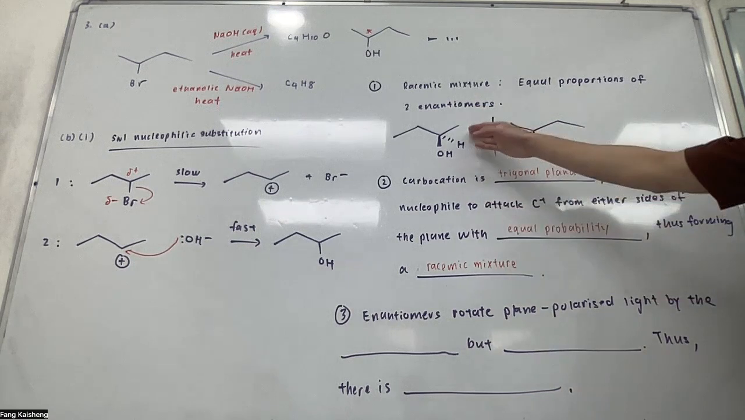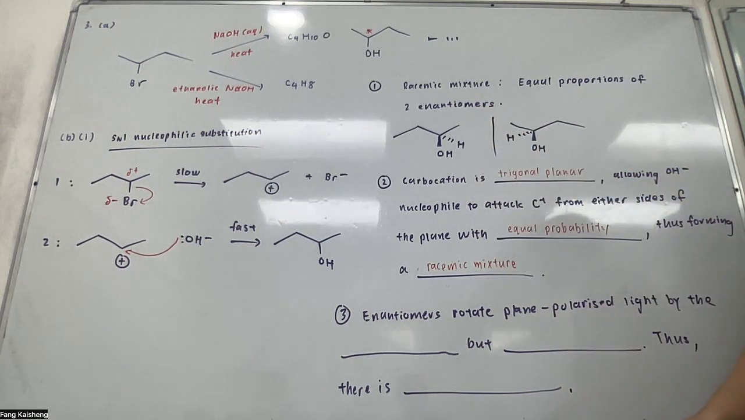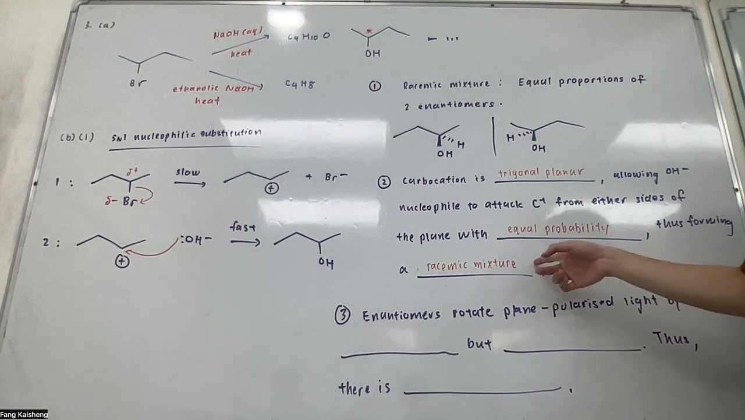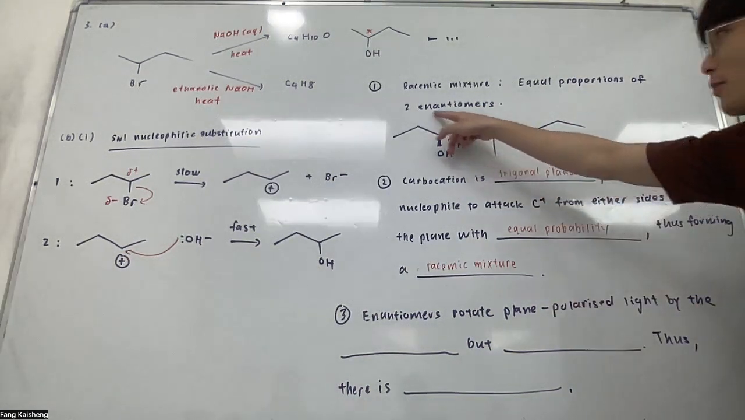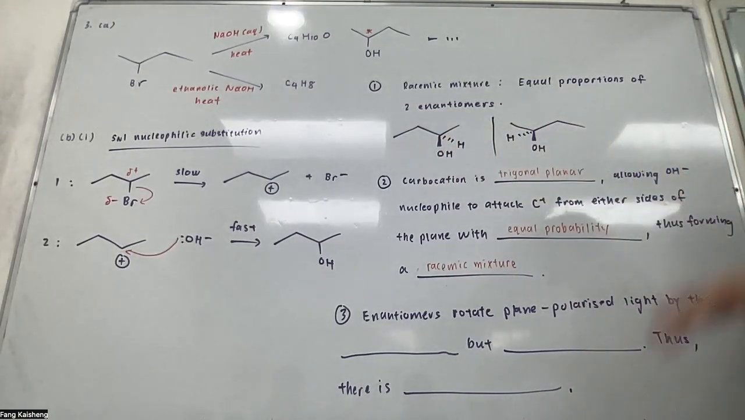Both of them can rotate plane polarized light, right? But somehow the mixture doesn't rotate plane polarized light. Why? It's because of what's so special about a racemic mixture. A racemic mixture means you have equal proportions of both normal and mirror image in the same mixture. So what does that mean?